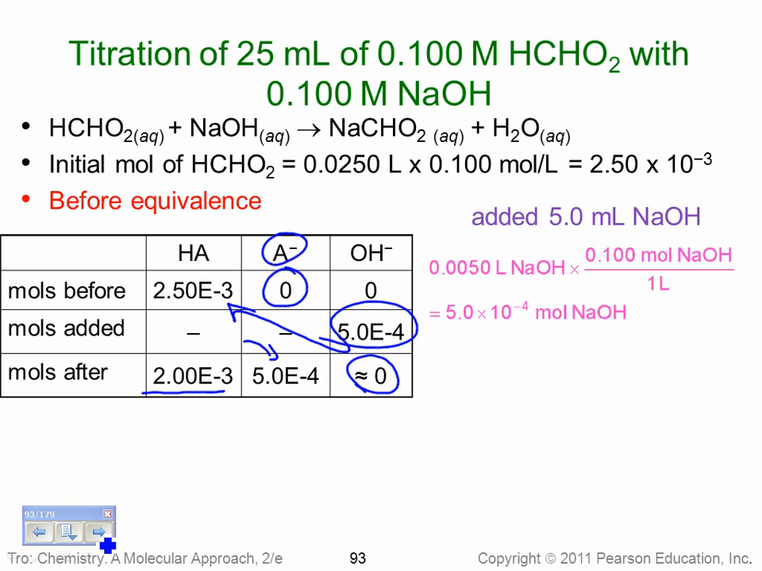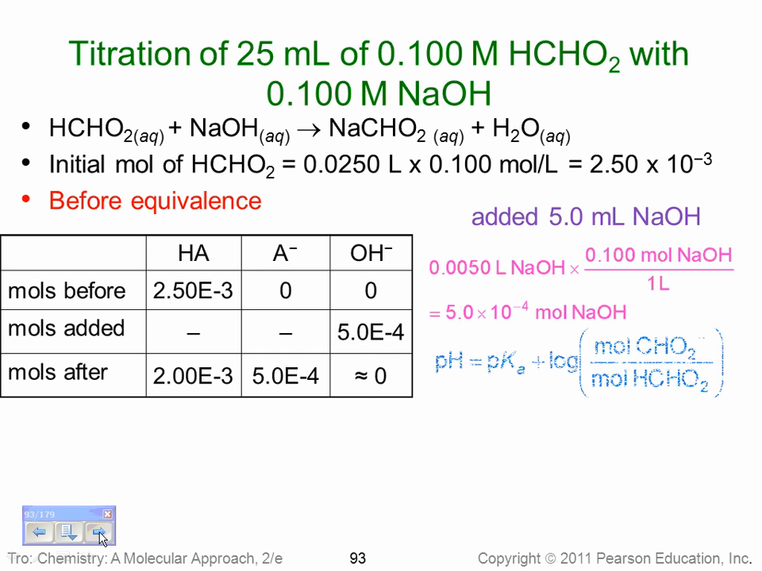So until I get to the equivalence point, at the equivalence point, I can do a calculation there to see that all of that HA will be gone and nothing but the A minus will be present. That A minus is then going to connect into what the pH is at that point. So, after I added my 5 milliliters, I've got 2 times 10 to the minus 3 moles of HA left, and I have now produced 5 times 10 to the minus 4 moles of the conjugate base. I'm in a buffer situation now.